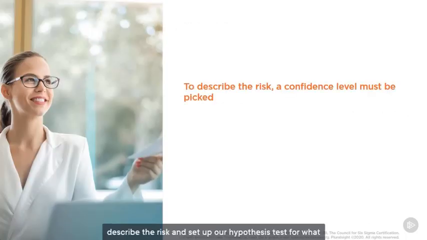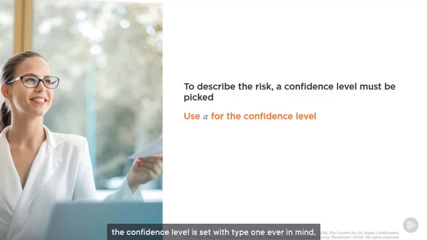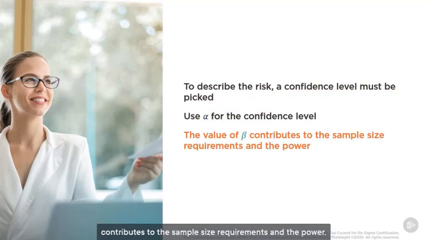To describe the risk and set up our hypothesis test for what we deem to be an acceptable risk, a confidence level must be picked. The most common confidence level uses 95%, where alpha equals 0.05. Typically, the confidence level is set with type 1 error in mind, so you use alpha for the confidence level. The value of beta then contributes to the sample size requirements and the power. Sample size will be covered in the next videos.